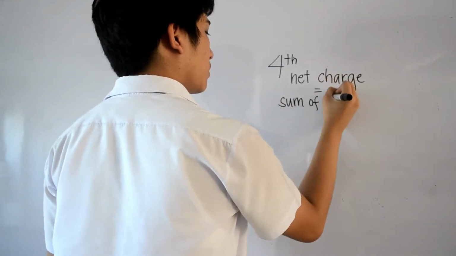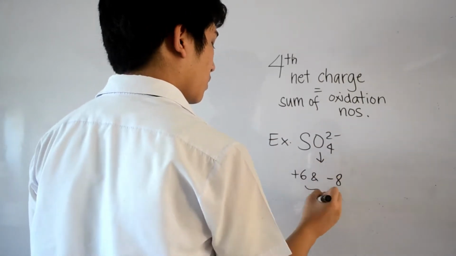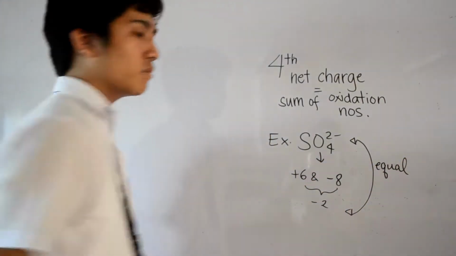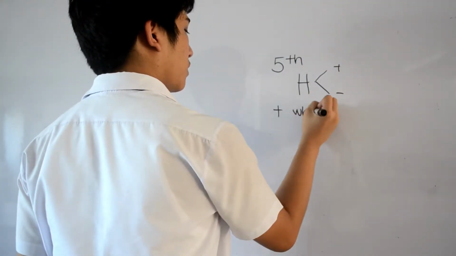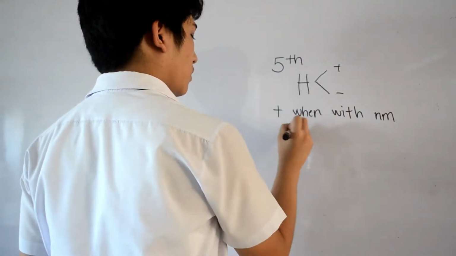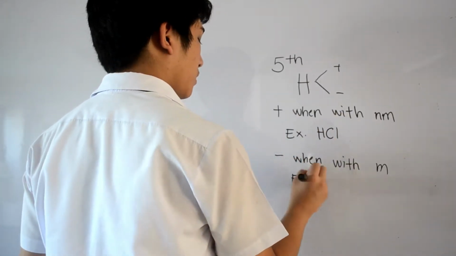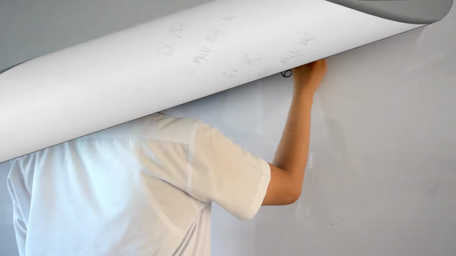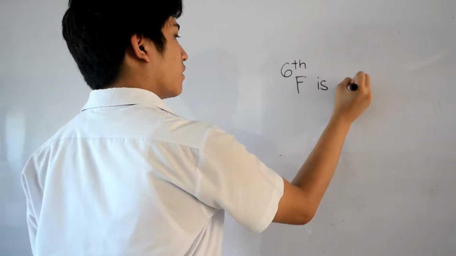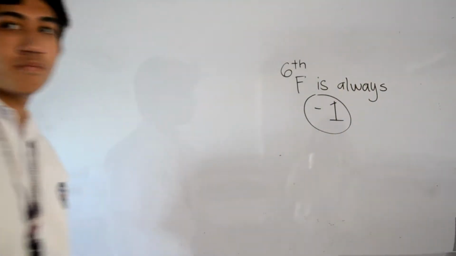The fourth rule, the sum of the oxidation states in a polyatomic ion must be equal to the charge of their ion. The fifth rule is that hydrogen takes either +1 or -1 as its oxidation state. It takes +1 when bonding with nonmetals and -1 when bonding with metals. The sixth rule is that fluorine takes -1 as its oxidation state in all cases.